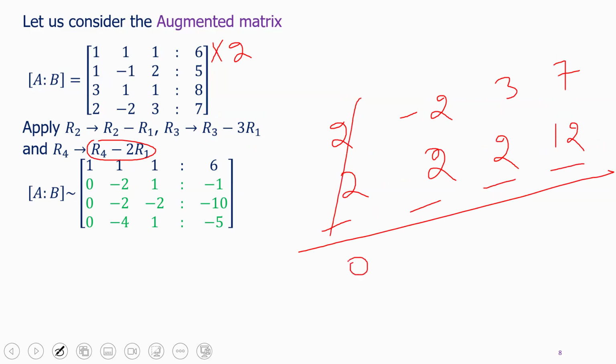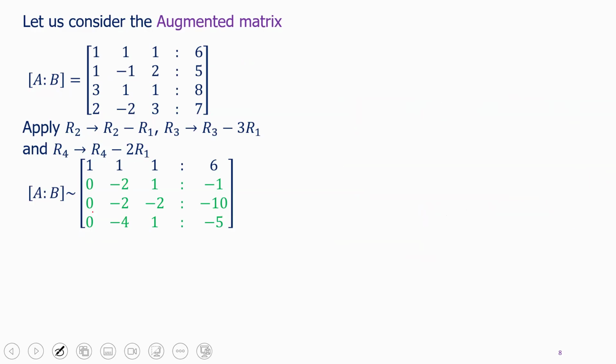So this is 0. This is minus 4. 3 minus 2 is 1. 7 minus 12 is minus 5. So we have the fourth row. So in this manner, we can apply the row operations and the matrix would be converted into this form.